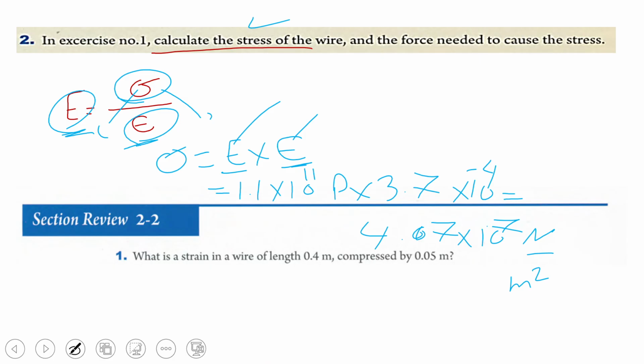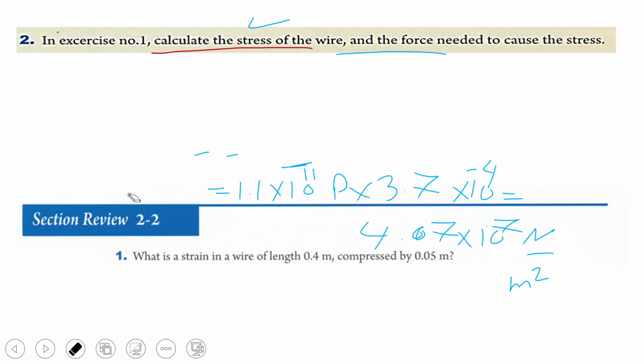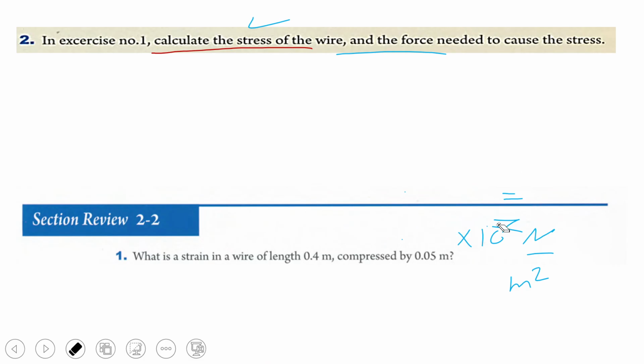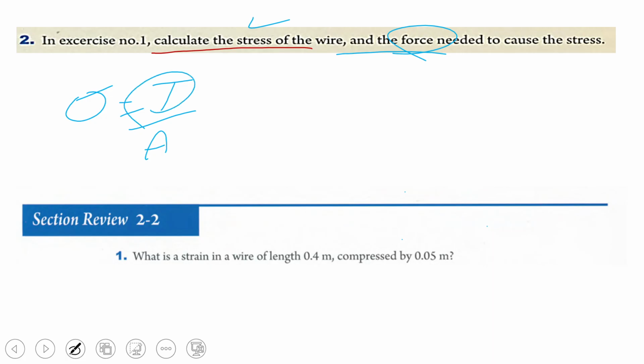Now the question said to find the force too. Let me erase that one. This question: find tension too. Force means tension in this topic. So we have a rule: stress equal to tension over area. Find tension. Tension equal to multiply this one by this one, stress times area.